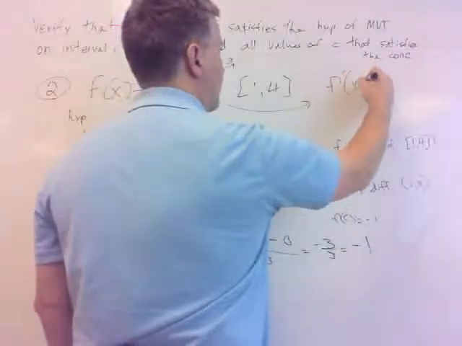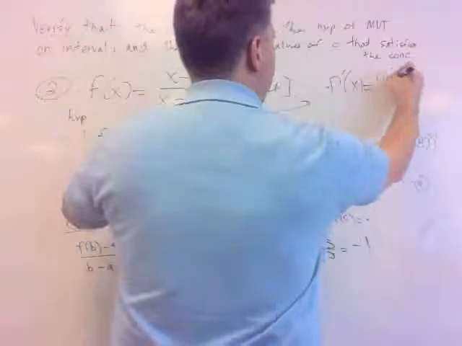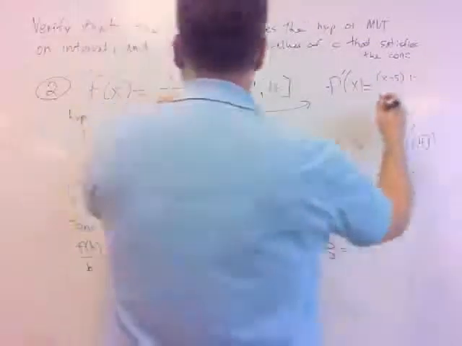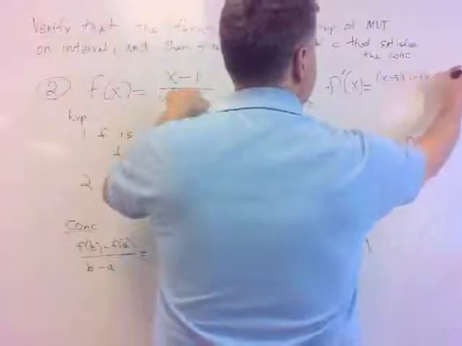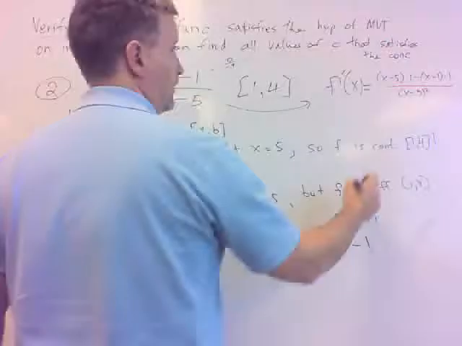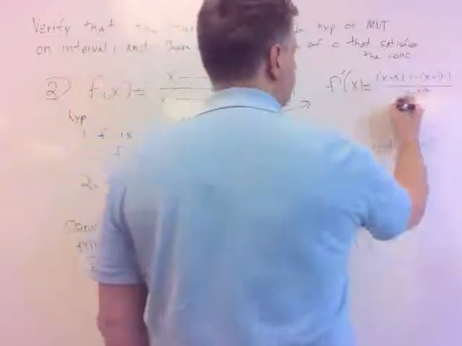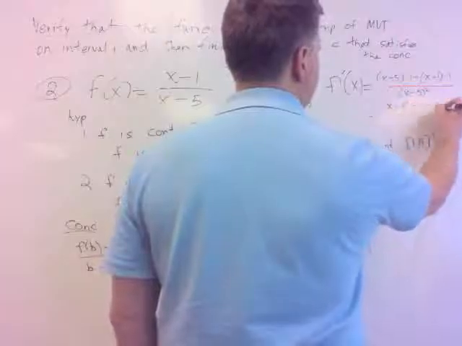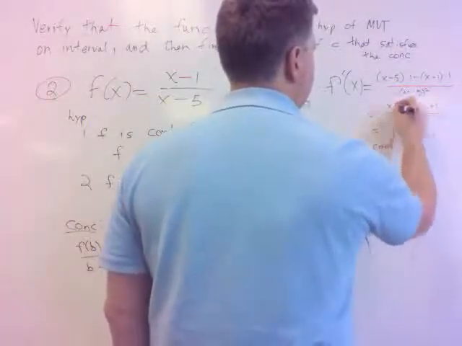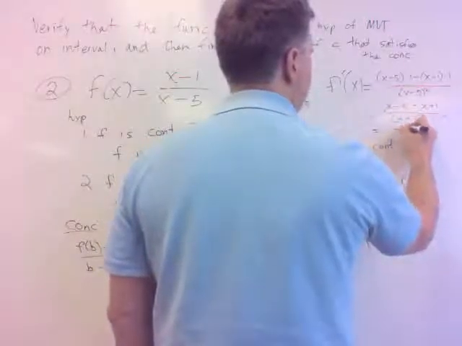Now that's a little bit more work on these. Okay, so it'd be quotient rule. Low d high minus high d low over low squared. But it works out pretty good here. That's just x minus 5 minus x plus 1 over x minus 5 squared. So the x's cancel. So that's just the derivative, negative 4 over x minus 5 squared.